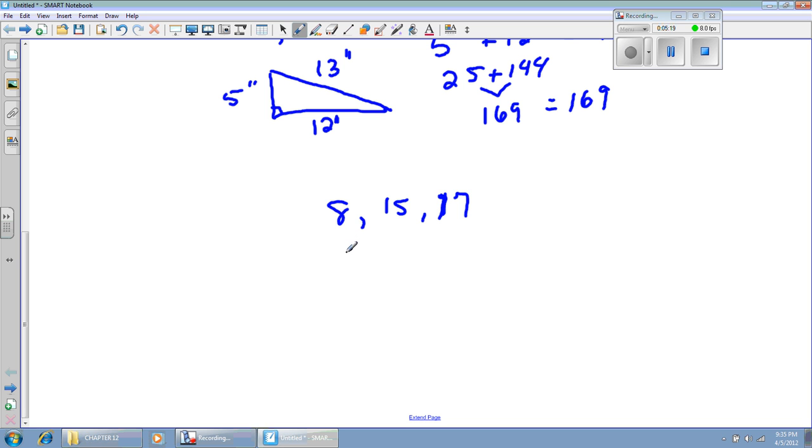So let me see here. 8 times 8 is 64. 15 times 15 is 225. If I add those together, I get 289. 17 squared, sure enough, 289. You see they match. Okay, well, how do we use this?